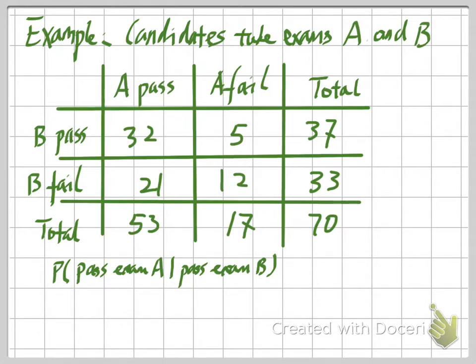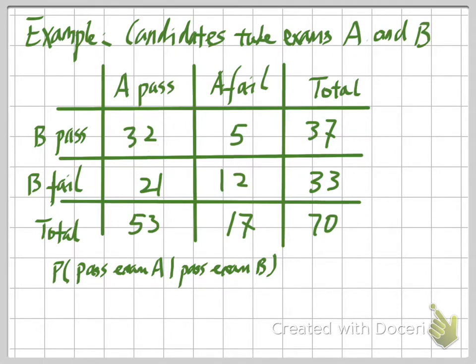So if you look at one of them, for example the number 32, this is the people who pass both exam A and exam B, because the name above this column and on the left of this row are both A pass and B pass. That means 32 candidates pass both of these exams.